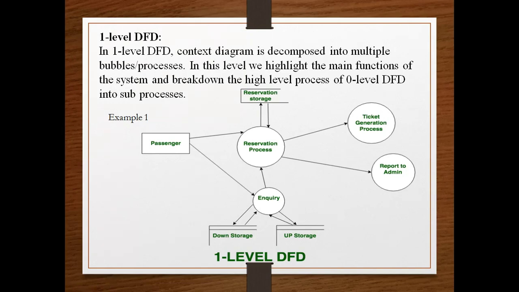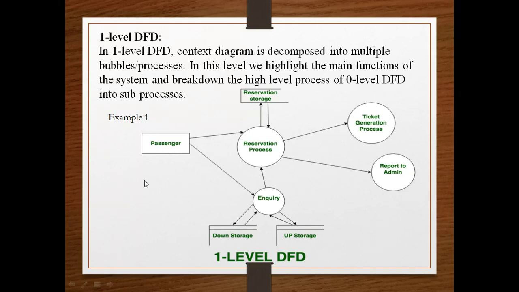Please jot down somewhere whenever you get a DFD. How do you do it? The reservation process will have two things. First, it is going to generate a ticket. Third, the reports are generated to the admin. I can have a third process called the inquiry process, where the passenger is not entering into it, not paying for the ticket, just doing a general inquiry.